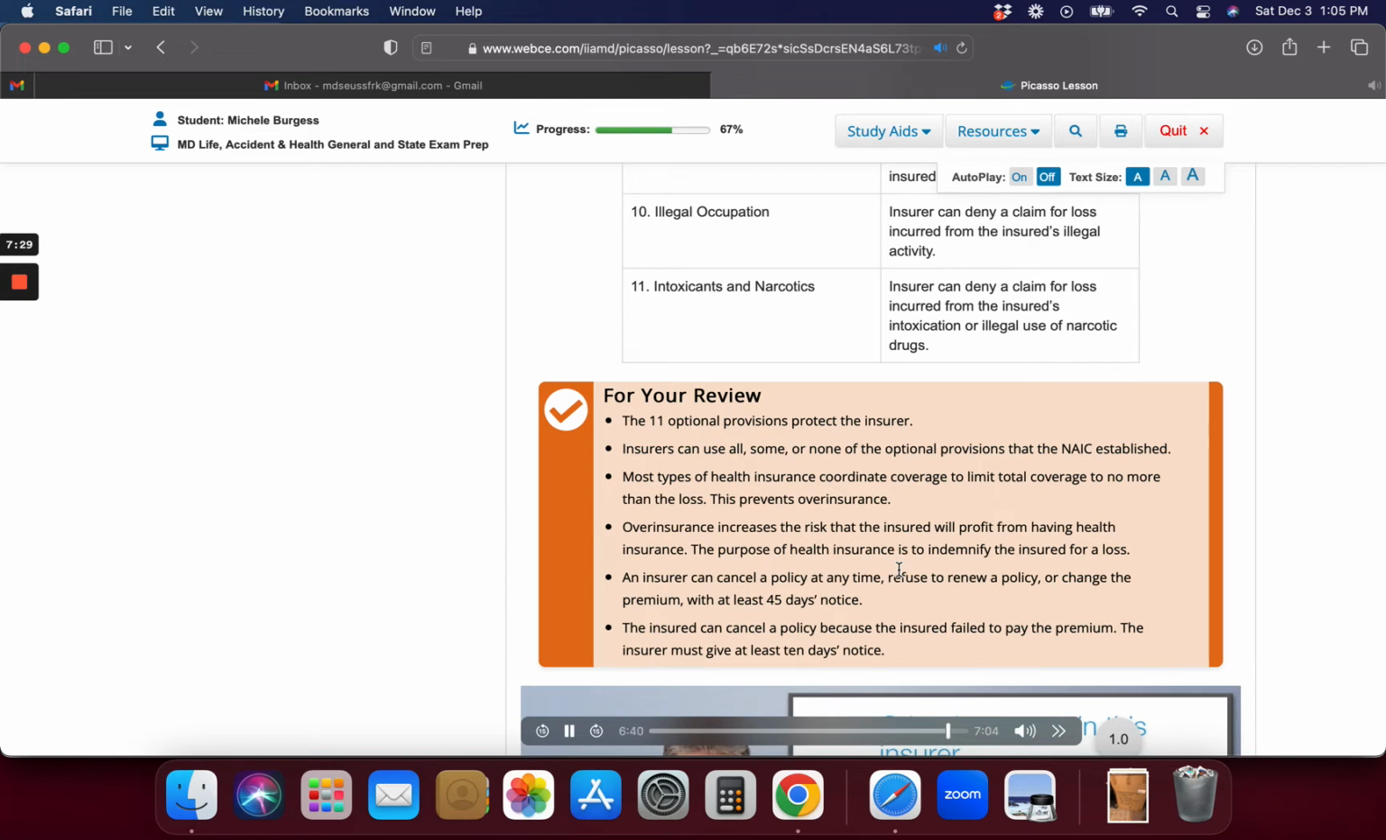An insurer can cancel a policy at any time, refuse to renew a policy, or change the premium, with at least 45 days notice. The insured can cancel a policy because the insured failed to pay the premium. The insurer must give at least 10 days notice.